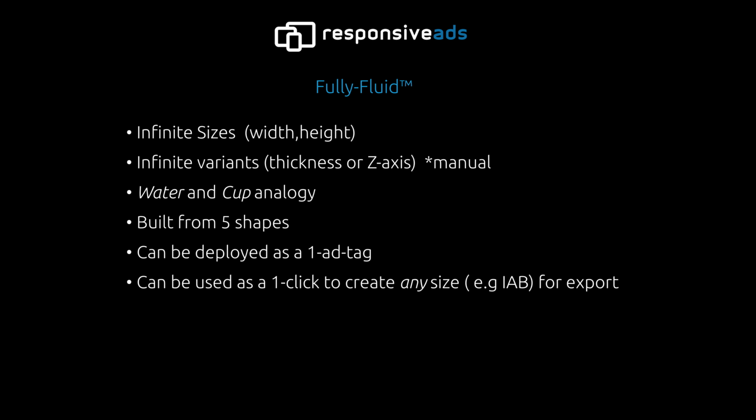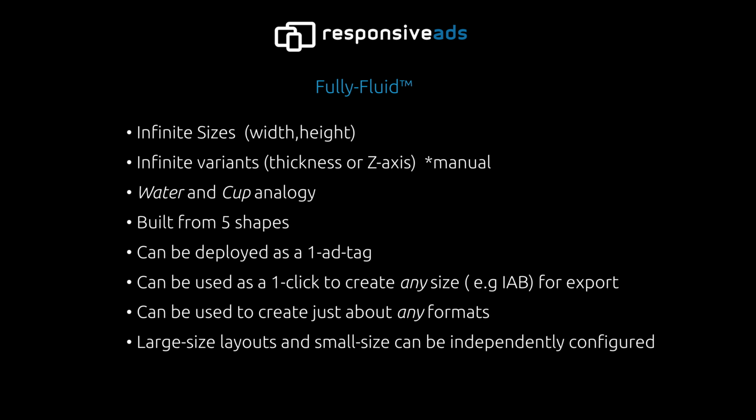So after you build it, you can instantly add any size to it and have as many different IAB sizes as you need for export. It can be used to create just about any format, so you can build any formats with it. As well, you can use it dynamically. So for large sized layouts versus small sized layouts, they can be independently configured. You can have large sized layouts with massive sized JPEGs and then have that scale down for small sizes. So that is a fully fluid.